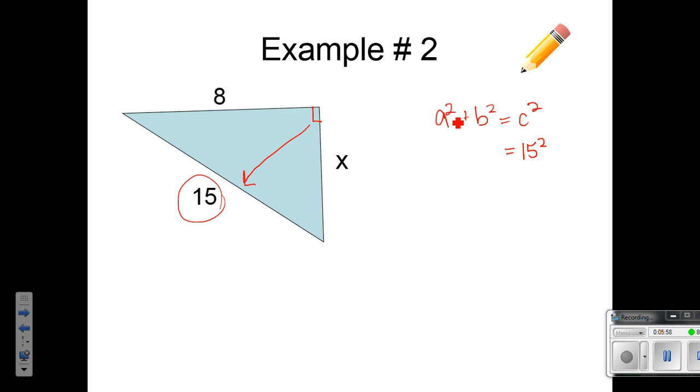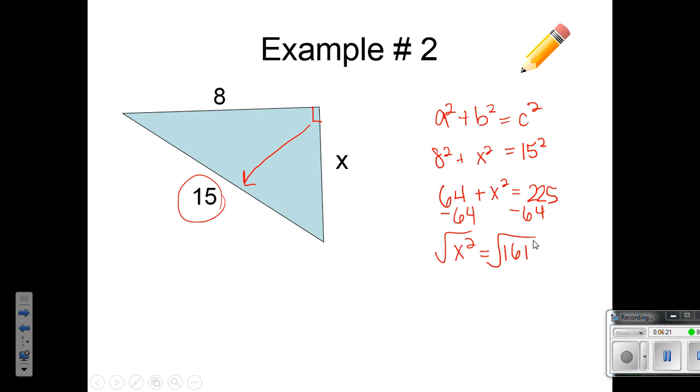The other two are my legs, or a and b. So 8 squared plus x squared equals 15 squared. 8 squared is 64, plus x squared equals 225. Subtract 64 from both sides. I get x squared equals 161. Square root of both sides. I get plus or minus the square root of 161.